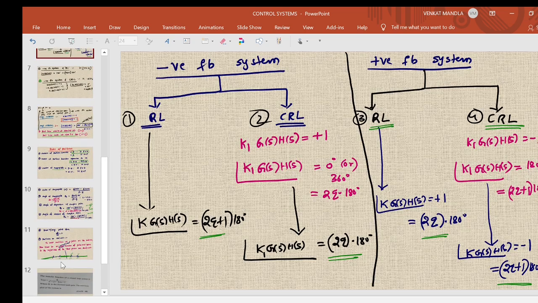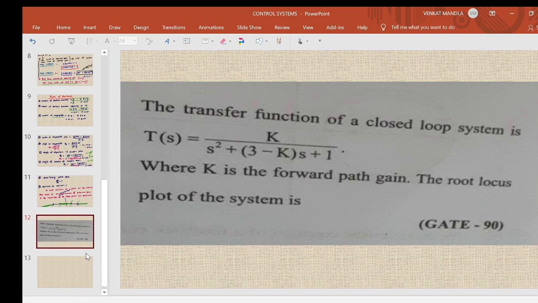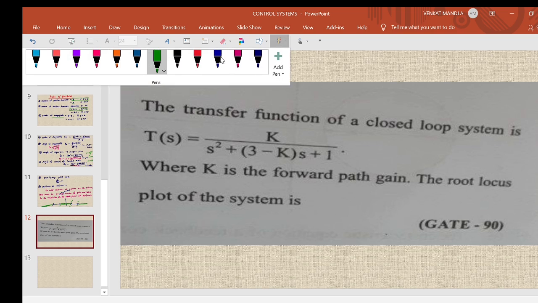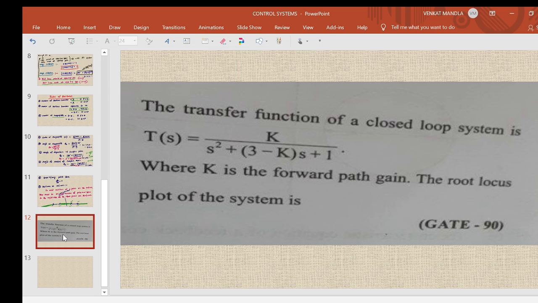Now I will explain a question that is given. So this is the question. I will explain the question and I will solve it in the next lecture. The transfer function of a closed loop system is this. It is not the open loop transfer function. Transfer function means closed loop transfer function, where k is the forward path gain. The root locus plot of the system. Here he mentioned root locus, not complementary root locus.